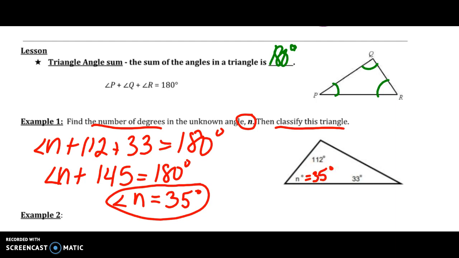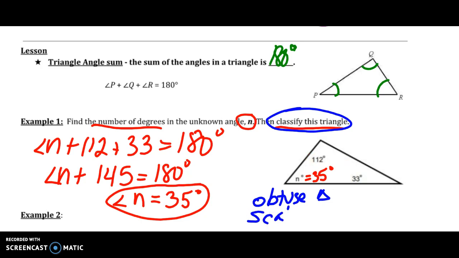Right, so the second piece was to classify this triangle. So this would be an obtuse triangle. And notice that all three angles are not the same, so this is also scalene.